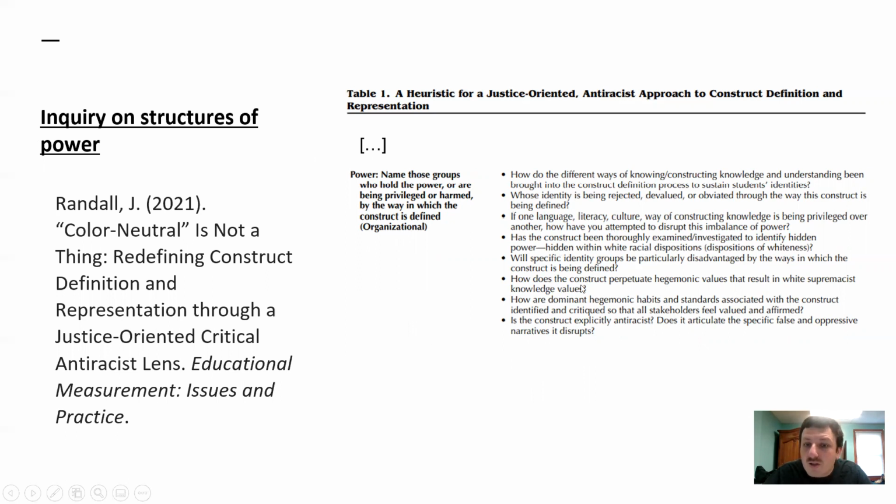So how does the construct perpetuate hegemonic values that result in supremacist knowledge values? That's a question about the structures of power and how the construct, in the test, can be related with that structure of power. So this is a great example of how we can do that and basically respond to this question.